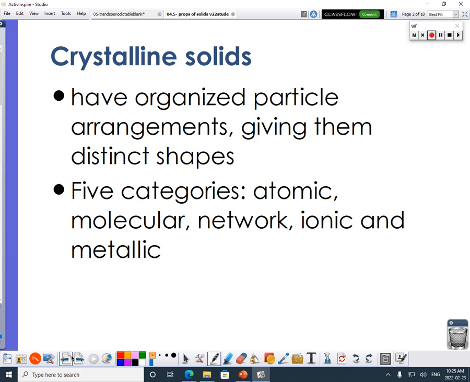So atomic, molecular, network, ionic, and metallic. And most of them are going to be easy to predict based on their names. Ionic solids have ionic bonds. Shocking. Metallic solids have metallic bonds. Molecular solids are molecules. The atomic and the network are maybe things you haven't considered before. Okay?